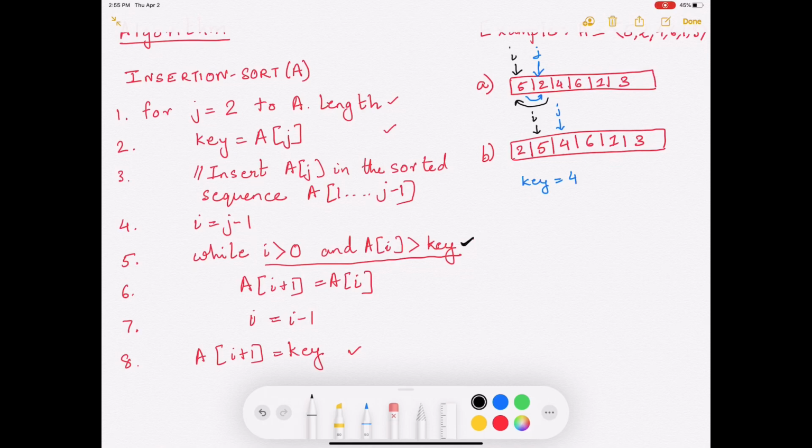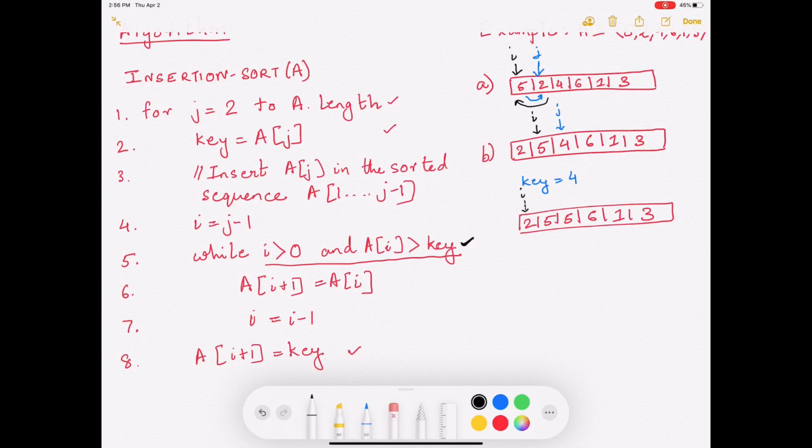Okay, so therefore you enter into the while loop. When you enter the while loop, you're going to copy AI to AI plus 1. So this is how the array would now look like. You have 2, you have 5, you've copied this 5 over here, then you have 6, 1, and 3. Now, your I will actually be here. I'm just going to make it dotted. That's where your I is.